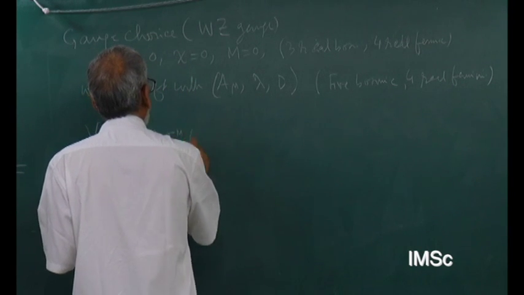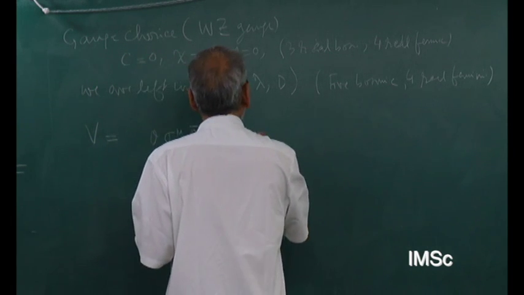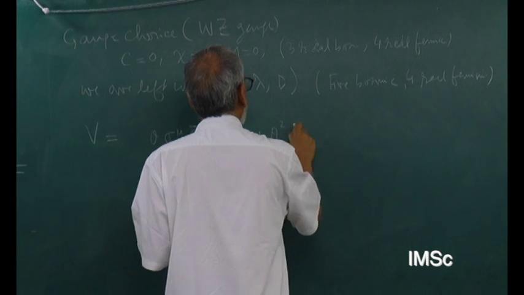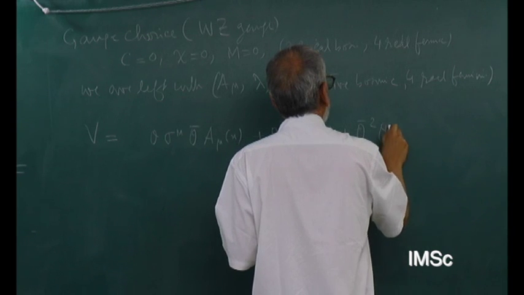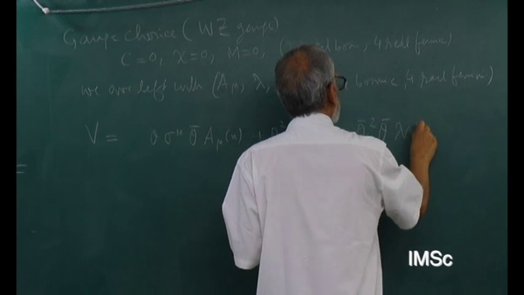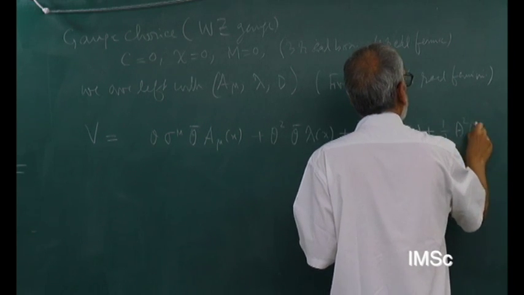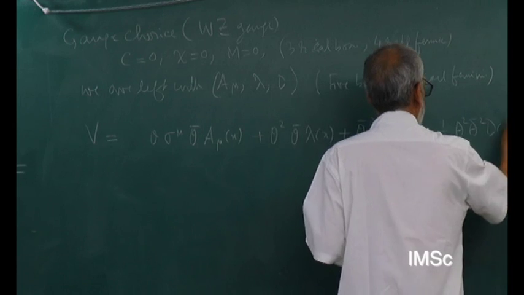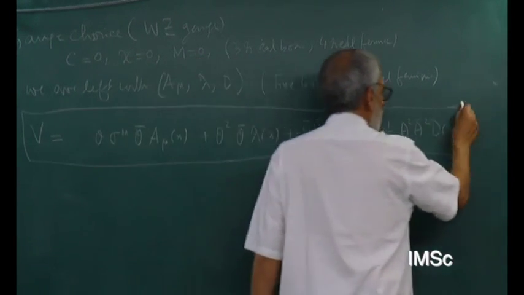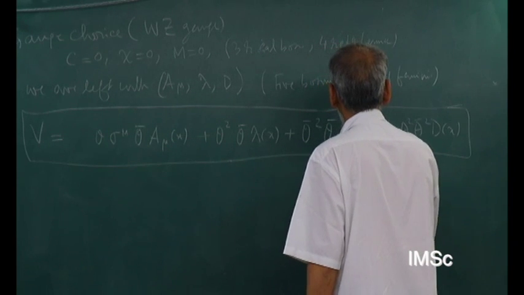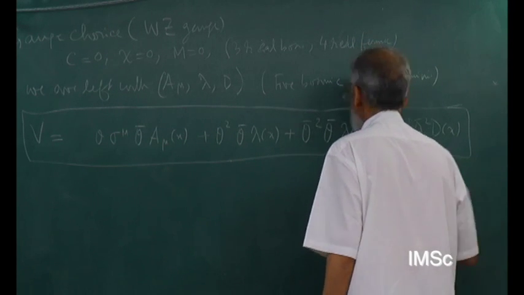Theta sigma mu theta bar A mu of x plus theta square theta bar lambda bar of x plus theta bar square theta lambda of x plus half theta square theta bar square D of x. This is the vector superfield in Wess-Zumino gauge. So we'll stop at that.